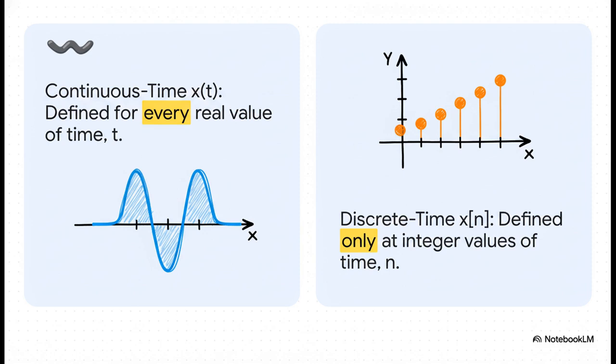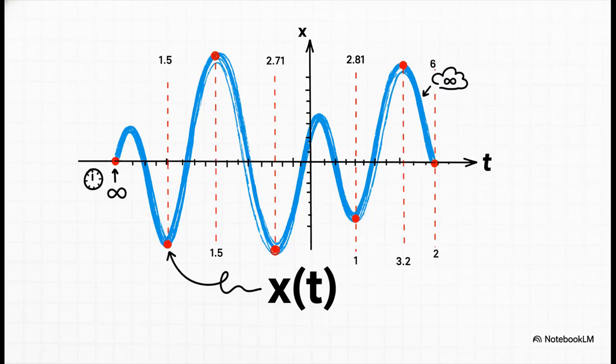Okay, so now that we know what a signal is, we need to sort them into two big families: continuous time and discrete time. Getting this difference is absolutely crucial. And here's the really cool part. You don't even have to think hard about it, because the way we write them down, the notation itself, is a dead giveaway.